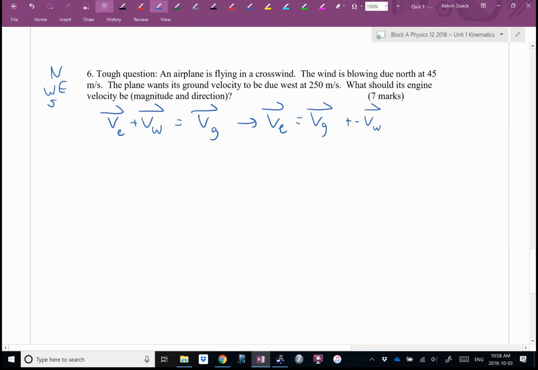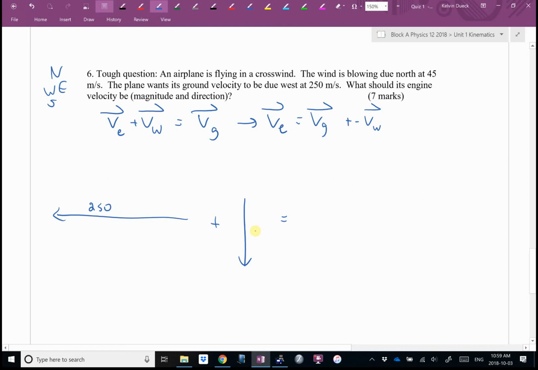The engine velocity is going to be the ground velocity, which is due west at 250, plus the opposite of the wind. What was the wind originally, directionally, Will? So what's the opposite? What's negative north? This will give me the direction the plane has to point if it wants to go in a quote-unquote straight line. All lines are straight, Mr. Dueck, in a nice compass bearing. It's going to look like this.